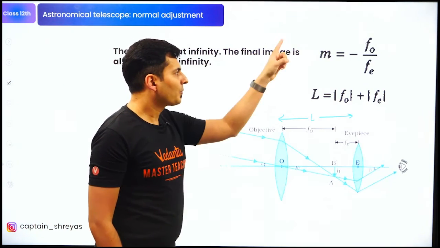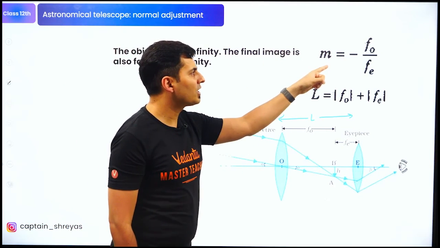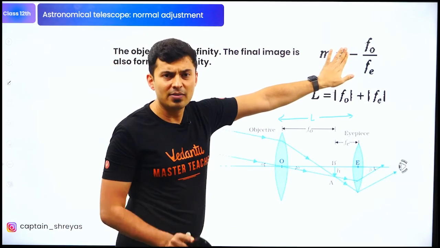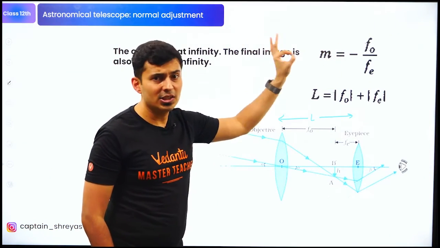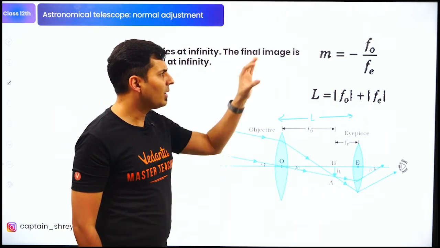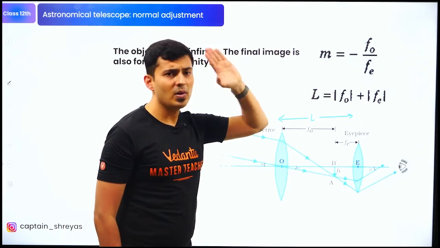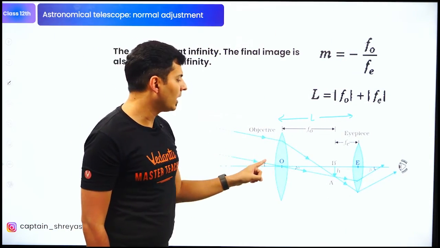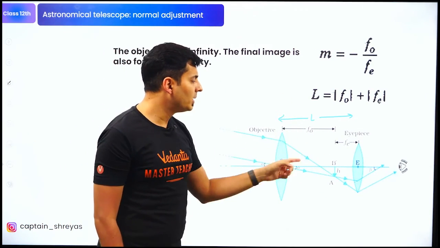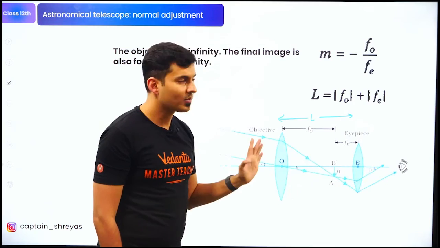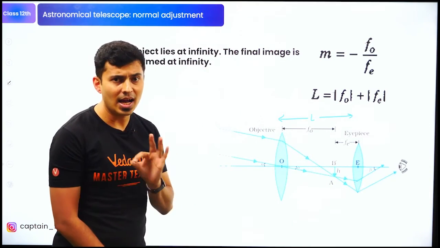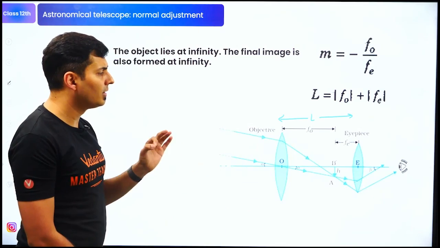That's it. So in the case of a telescope, the magnification formula is minus f0 by fe. Sometimes this minus is not even written. That's okay. The minus sign just signifies the final image is inverted, nothing else. Otherwise, the magnifying power is just f0 by fe. f0 is the focal length of the objective, fe is the focal length of the eyepiece. The length of the tube is f0 plus fe. That's all. Focal length of the objective plus focal length of the eyepiece is the length of the telescope tube.